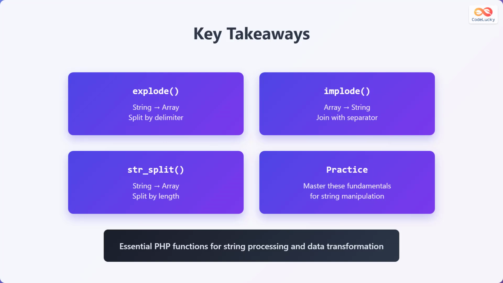Here are some key takeaways. The explode function converts a string into an array by splitting it with the delimiter. The implode function converts an array into a string by joining the elements with a separator. The string split function converts a string into an array by splitting it by length. Practice these fundamentals for string manipulation. These are essential PHP functions for string processing and data transformation.